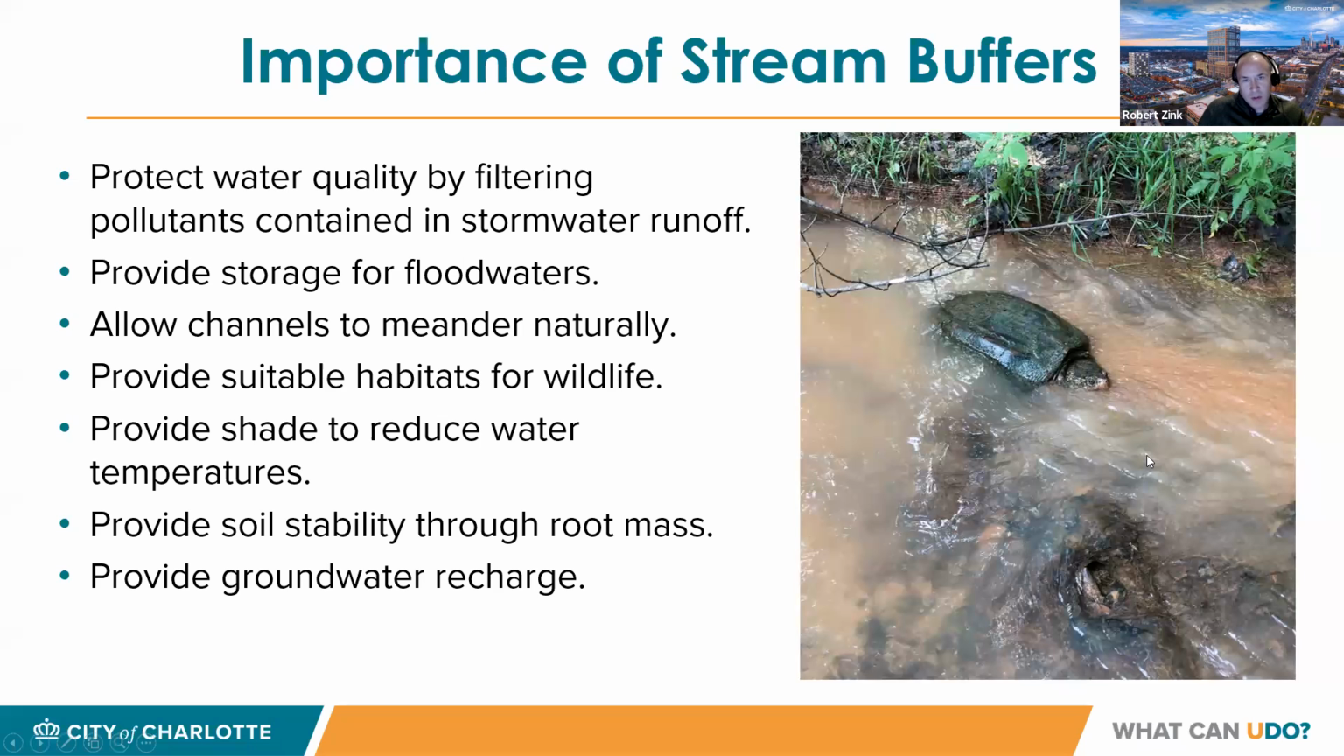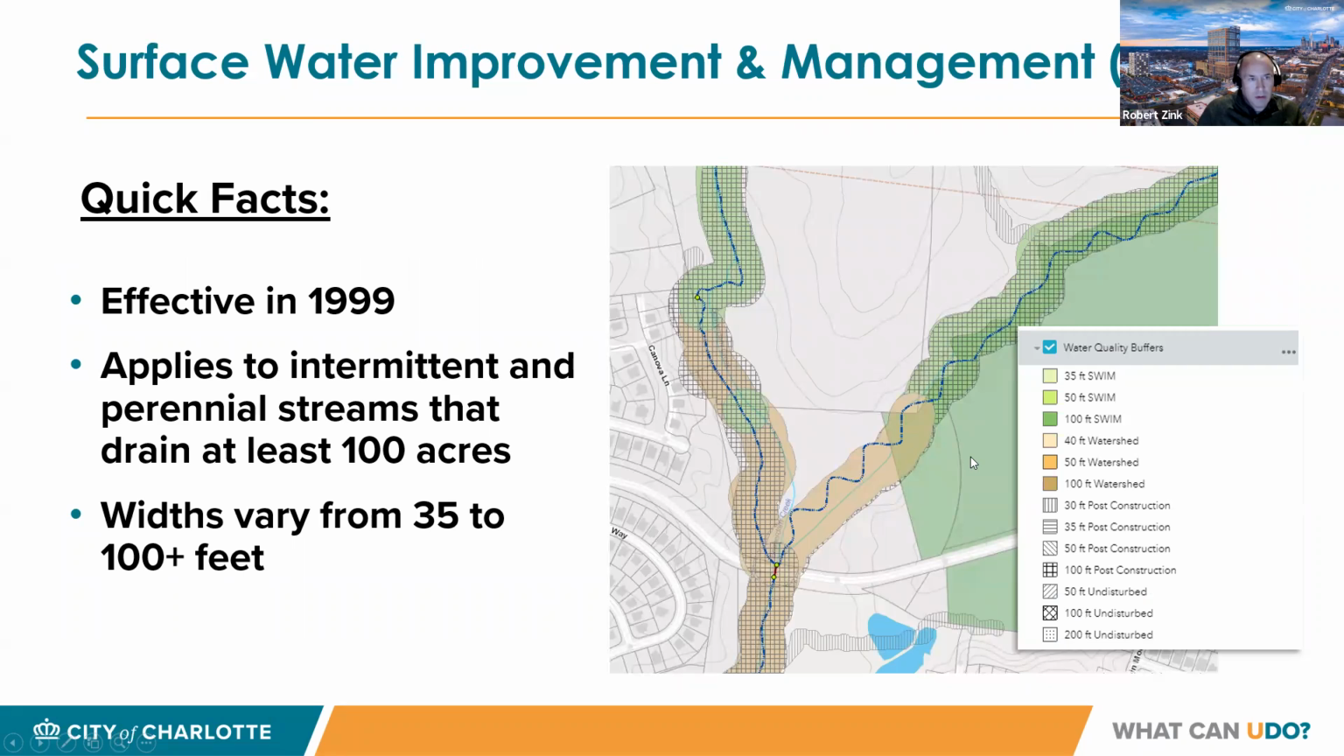This next one is the stormwater, or swim, buffer ordinance. So it's stormwater buffers on all creeks. There's not really many changes to this, I don't think. The importance of stream buffers is they protect water quality by filtering pollutants, and they provide storage for floodwaters, provide habitats for wildlife, and allow groundwater recharge. The swim buffer ordinance became effective in 1999. It applies to all intermittent and perennial streams that drain less than 100 acres, and they have varying widths depending on where you are in that drainage basin.